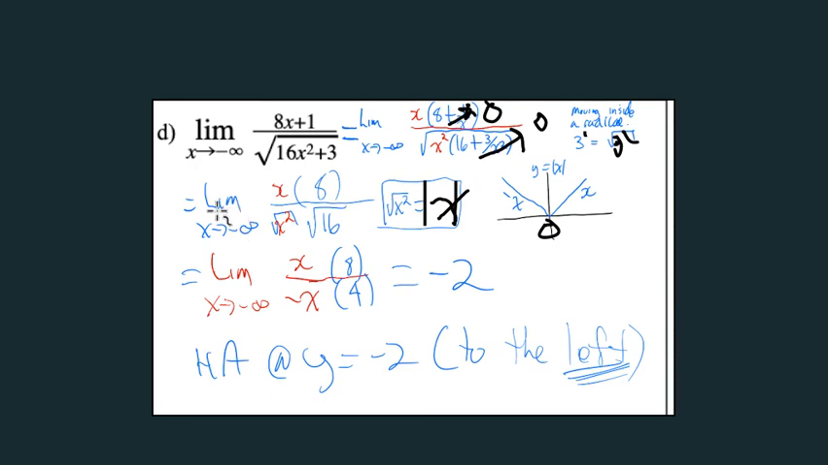Well, we're approaching negative infinity, so I'm way over on the left side. What's the equation of the curve way on the left side? Negative x. So I have this x, and I replace the square root of x squared with negative x. The square root of 16, by the way, is 4. So x divided by negative x is negative 1, and 8 divided by 4 is 2. So it's the negative of 2, negative 2. That means there's a horizontal asymptote at y equals negative 2 going to the left.